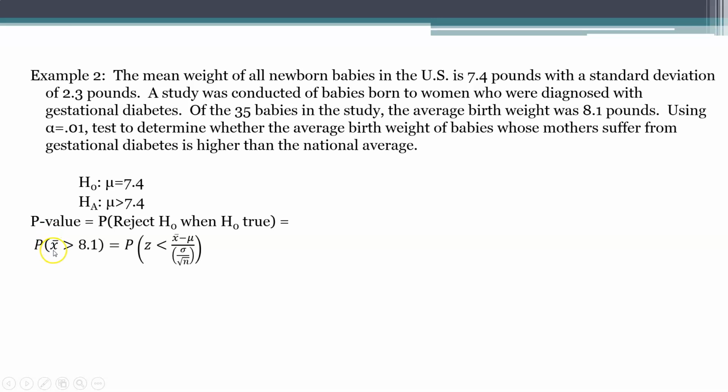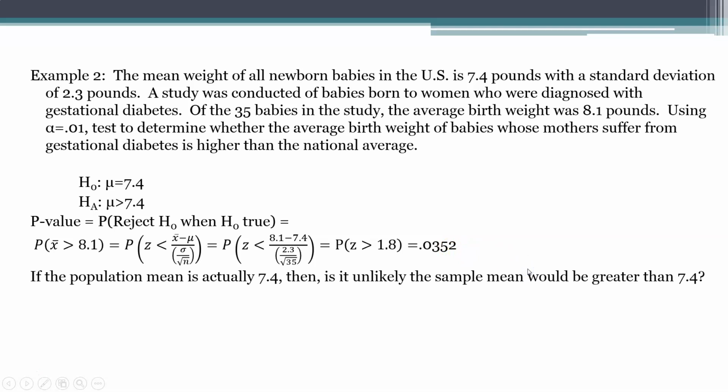So we want to find the probability that the sample mean is greater than 8.1 pounds, assuming mu is 7.4 pounds, assuming sigma is 2.3 pounds, and based on a sample of 35. Again, doing the central limit theorem problem, we get that probability is 0.0352.